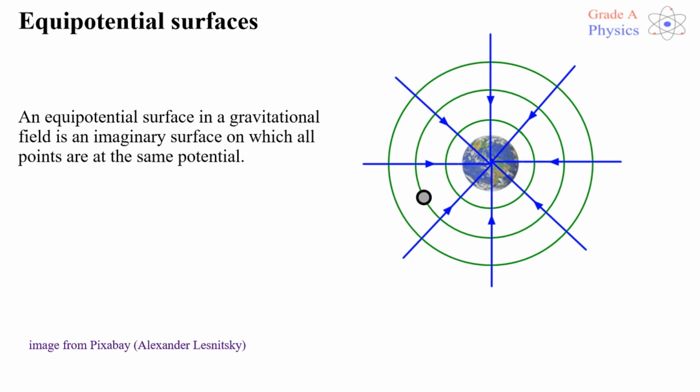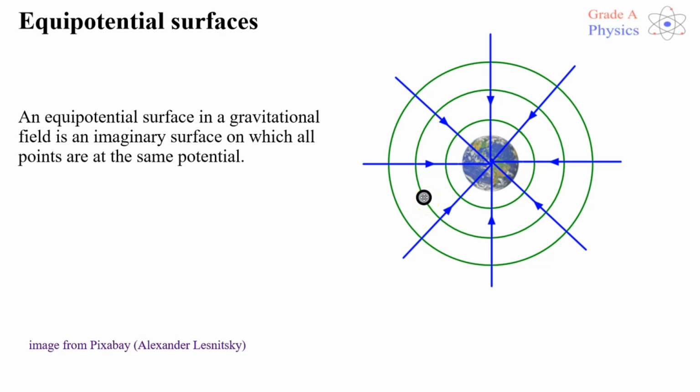Again, just check with your exam board whether you need to know about this. Certainly, Workbook do include this. Even though it sounds quite complicated, this is actually relatively straightforward. So the definition, and you might be asked to write this in the exam, is an imaginary surface. We've drawn this as a two-dimensional drawing, but this represents a three-dimensional space. So it's not a physical surface, it's an imaginary surface of a sphere on which all points are at the same potential.